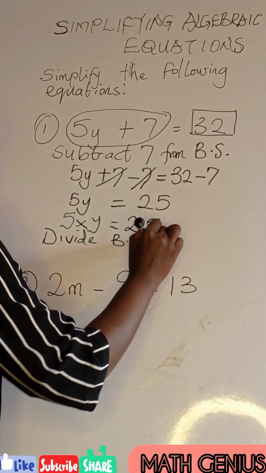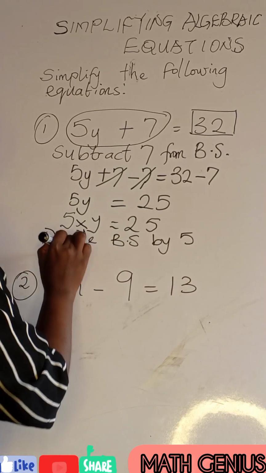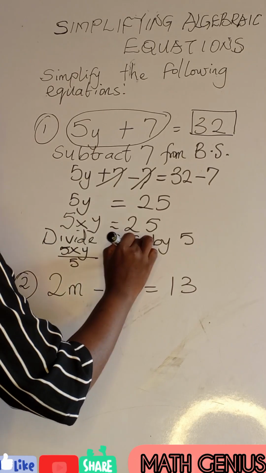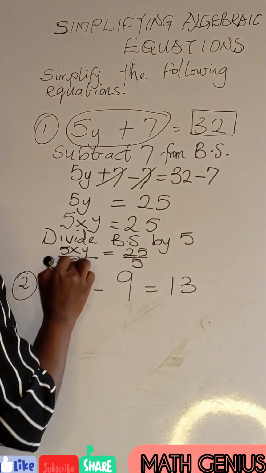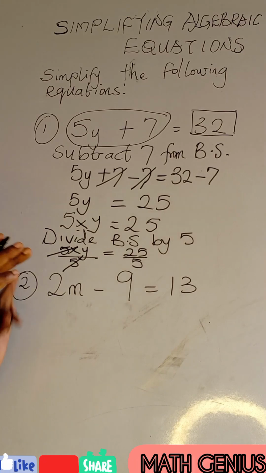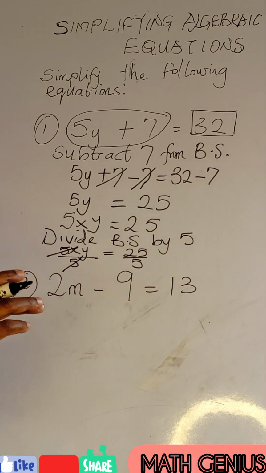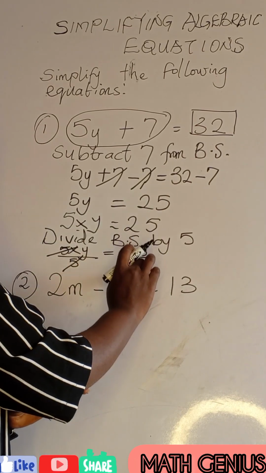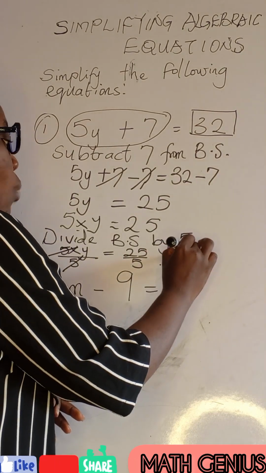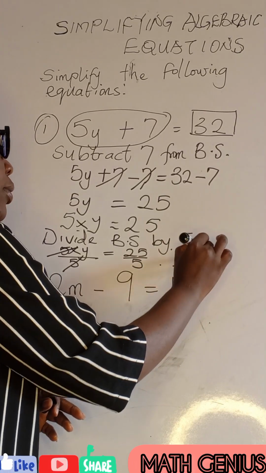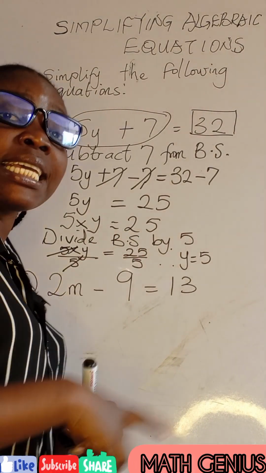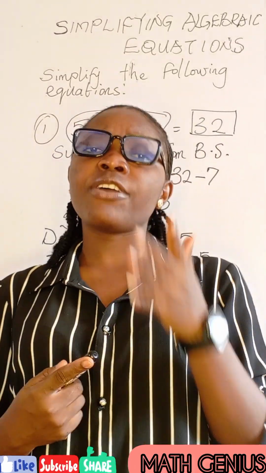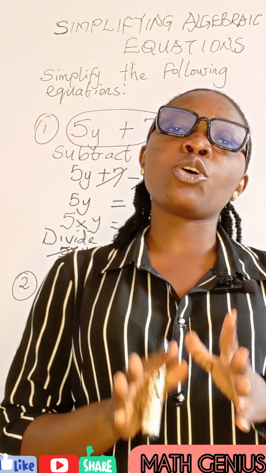both sides by 5. So we have 5 times y over 5, 25 over 5. So the 5 is eliminated. We are now left with y equals 25 divided by 5. Therefore, y is equal to 5, because 25 divided by 5 is 5. It's very, very simple. But I'm going to do another example. I'm very sure after this, the comprehension will be faster.